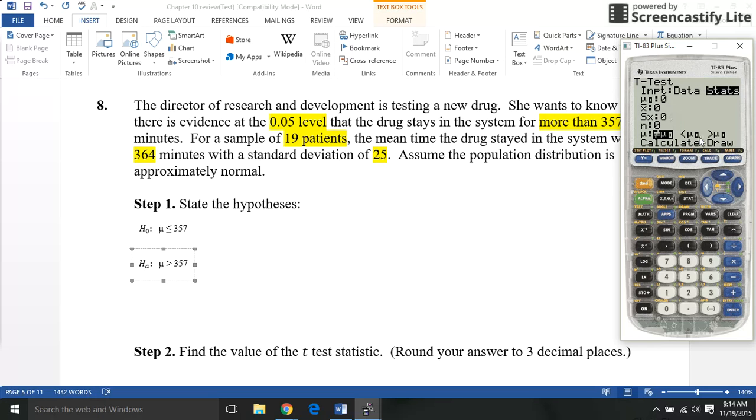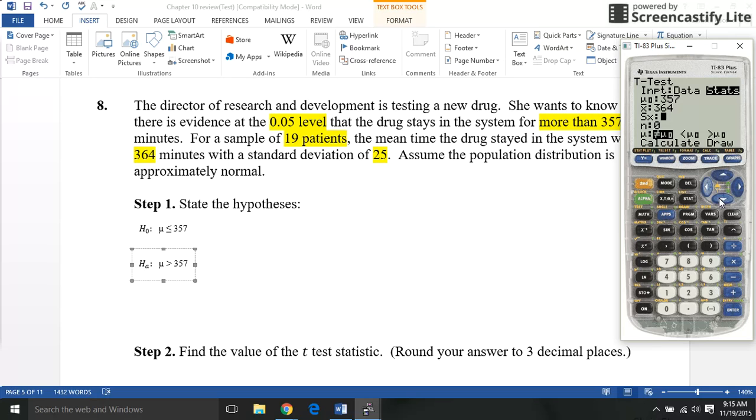So the first thing it asks for is the population mean, which is the mean in your... Sorry about that. My calculator did something weird. So go back down to here, and then you hit OK. Hit stats again, and then I'm going to go, okay, so this is 357, because that's the population mean. My sample mean is 364.